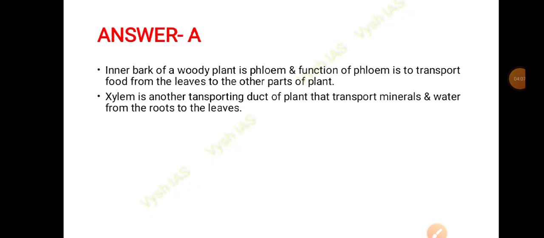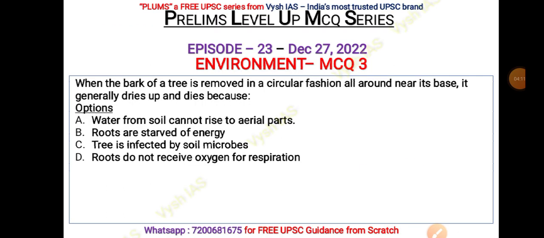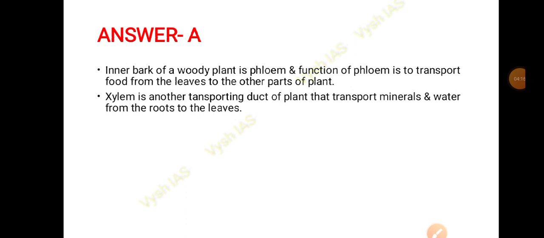So I hope you guys got this right. Answer is actually A. It is water from the soil cannot rise to the aerial parts, because the inner bark of the woody plant is actually phloem, and its function is to transport the food from leaves to the other parts of the plant. And xylem is also another transporting duct of the plant, and that transports minerals and water from the roots to the leaves. So that is why it is very crucial to have bark in the tree, right?